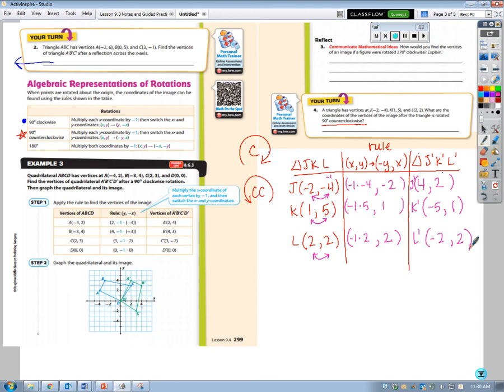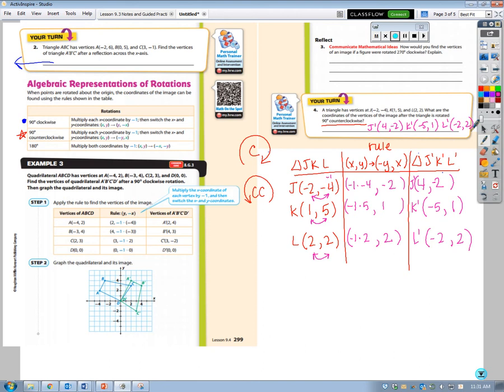Okay, so my new coordinates are J prime, 4 and negative 2. Oh, I forgot that negative. 4 and negative 2. K prime is negative 5 and 1. And L prime is negative 2 and 2. All right, so I'll just write those in here. J prime, (4, -2). K prime, (-5, 1). L prime, (-2, 2). Okay, now we're going to jump back to that Reflect question.